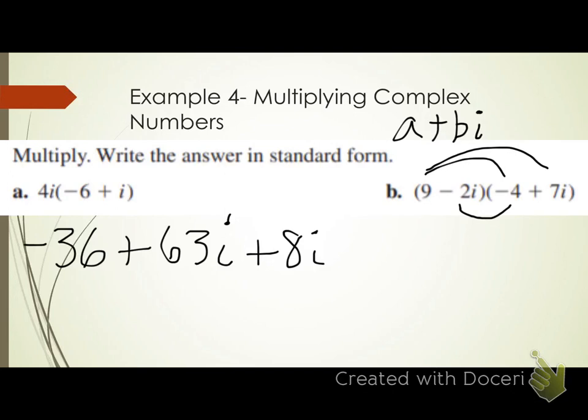And if F stands for first, what do you think L stands for? Last. What are my last terms of each binomial? Negative 2i and 7i. So what's negative 2i times 7i? Negative 14i squared.